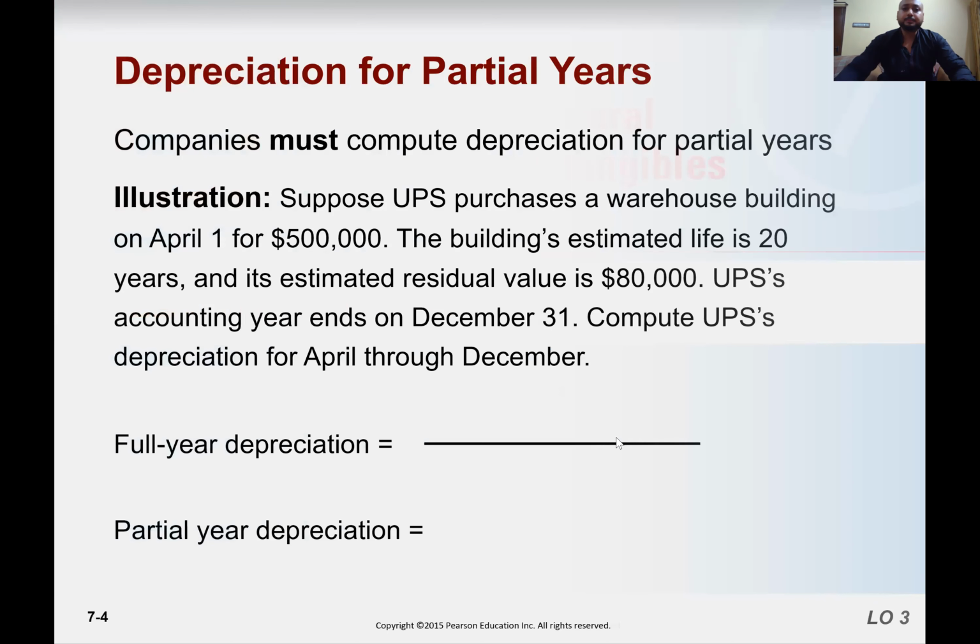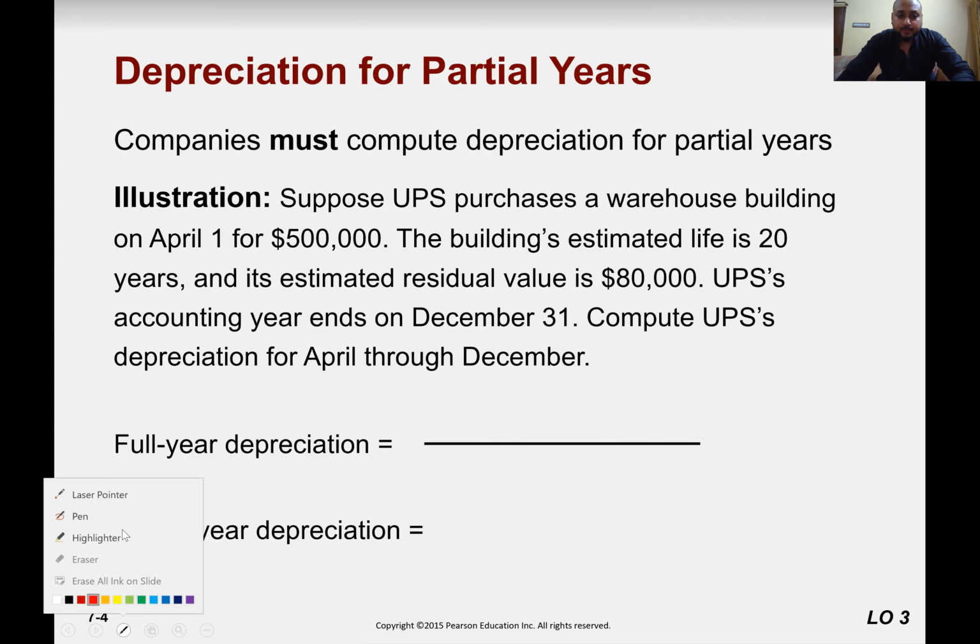Here we go. So let's do the example here. Companies must compute depreciation for partial years. Why? Because each method gives us annual depreciation, whole year depreciation. So if we want to calculate a partial year, for 1 month, 2 months, 3 months, then we need to divide accordingly.